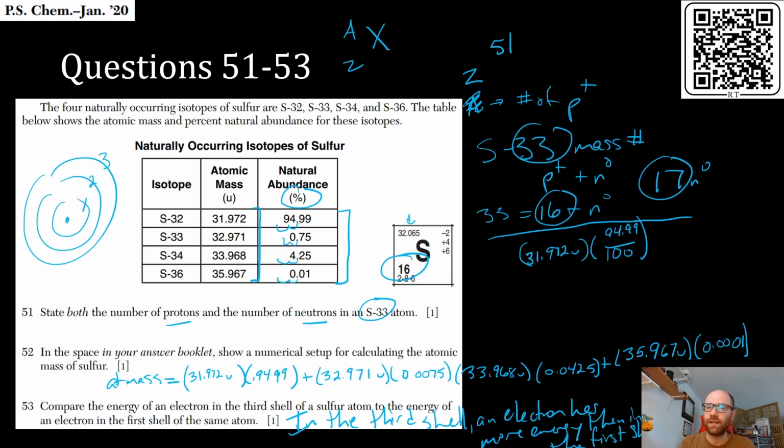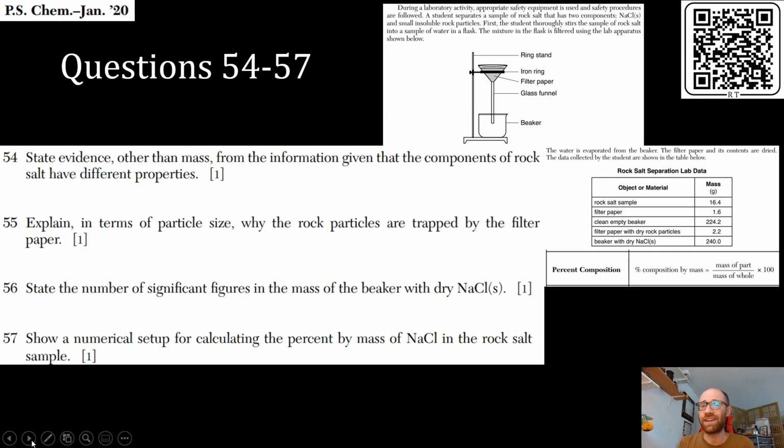In the third shell, an electron has more energy than an electron in the first shell. The Regents is a little flexible about how complete your sentences are, but I usually find a complete sentence communicates your understanding a lot better.